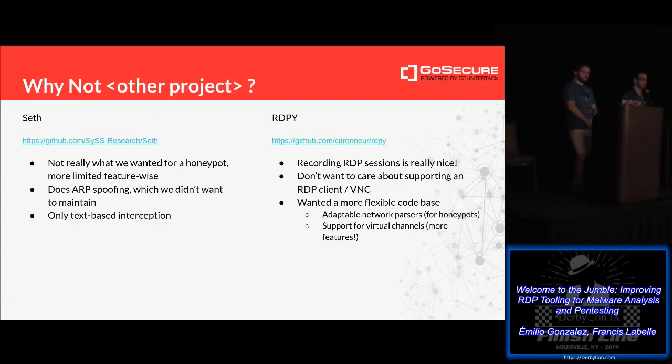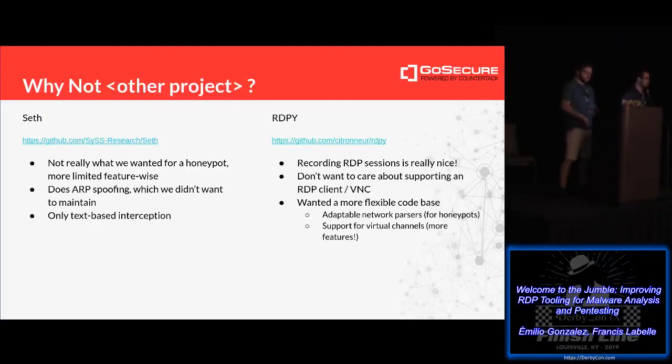The other one is RDPY, which is a pretty cool project around RDP. It implements the protocol in Python, and it records RDP sessions. It's really cool, but we didn't want the RDP client part, the VNC. We were mostly interested in the man-in-the-middle part of it. But we actually started the project from RDPY, and we forked when we realized that it wasn't flexible enough to implement cleanly the virtual channels.